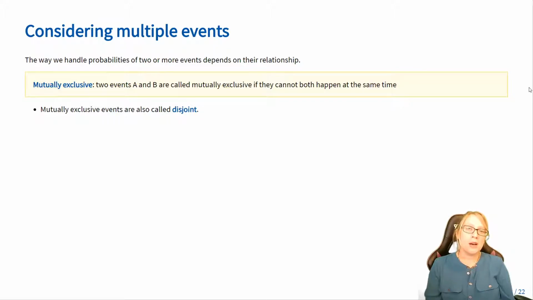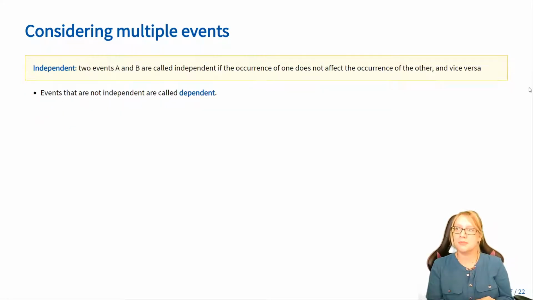So the way we talk about probabilities of events depends on how they're related. Very often, we want to talk about the probability of not just one event, but the probability of 2 events. Events can be what we call mutually exclusive, independent, or neither of these. Let's talk about what those mean. For mutually exclusive events, these are 2 things that cannot both happen at the same time. There's no way for them both to occur. We also refer to mutually exclusive events as disjoint events.